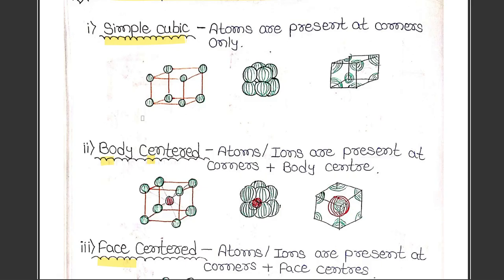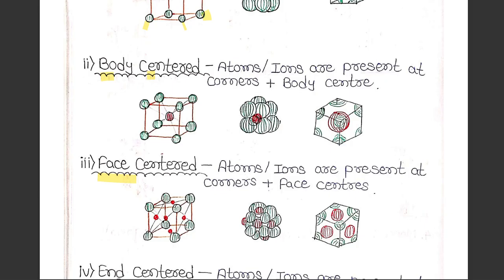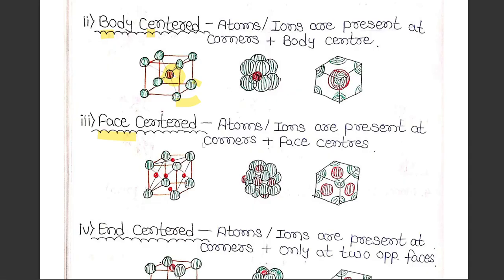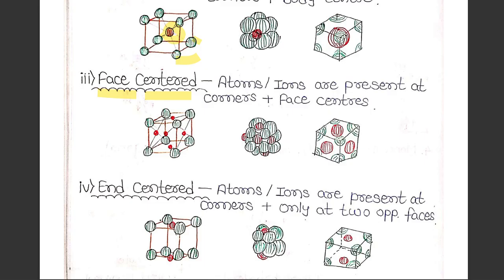In case of simple unit cell, the atoms are located in the corners of the cube, while in case of the body centered cubic cell, the atoms are located in each and every corner of the cube and also in the center of the body. Now, in case of face centered, the atoms are located similar to the simple cubic cell and also in the faces of the cube. So we can see that face plus corners.